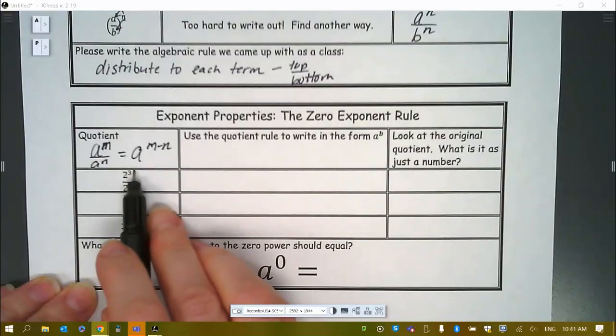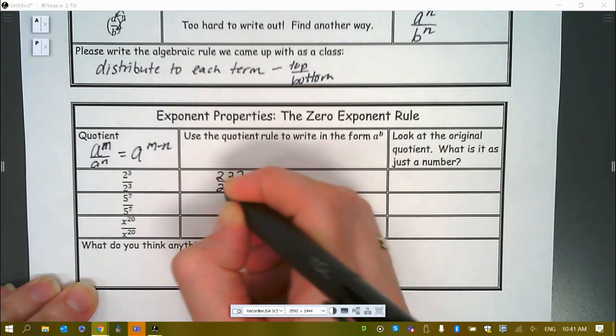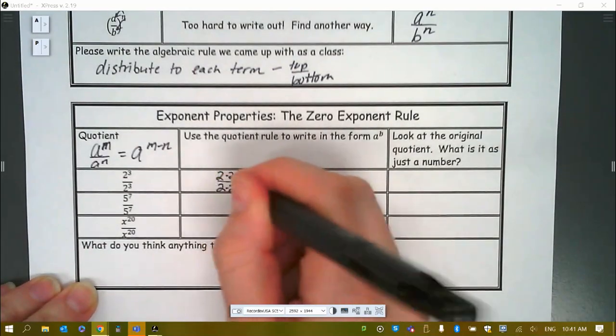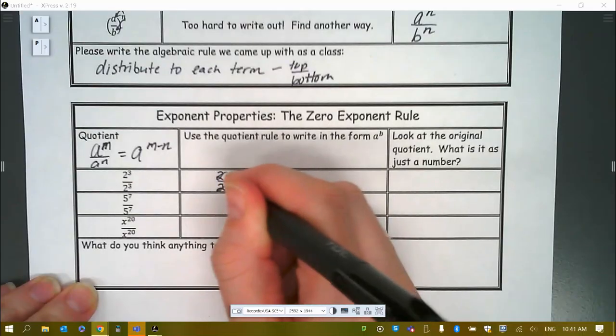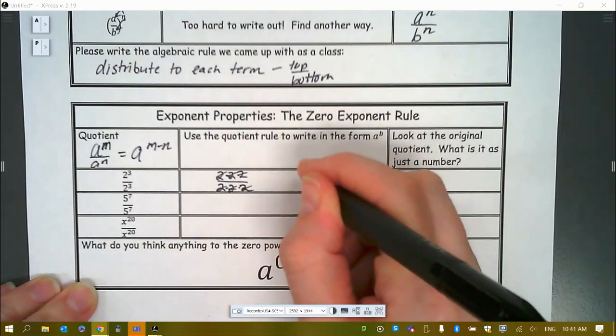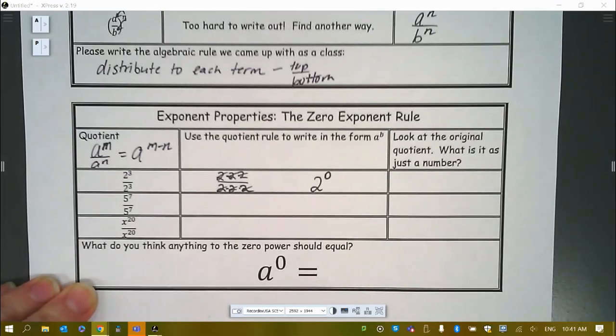Well, let's look at these examples. If I have 2 to the third and 2 to the third, well, then I've got 2, 2, 2, and I've got 2, 2, 2 on the bottom, right? 2 times 2 times 2, 2 times 2 times 2. Well, I cancel, I cancel, I cancel, I cancel, I cancel, and I cancel. Well, what's left? Well, nothing, right? Nothing's left. So what I really have is 2 to the 0 power. But what does that mean, 2 to the 0 power?